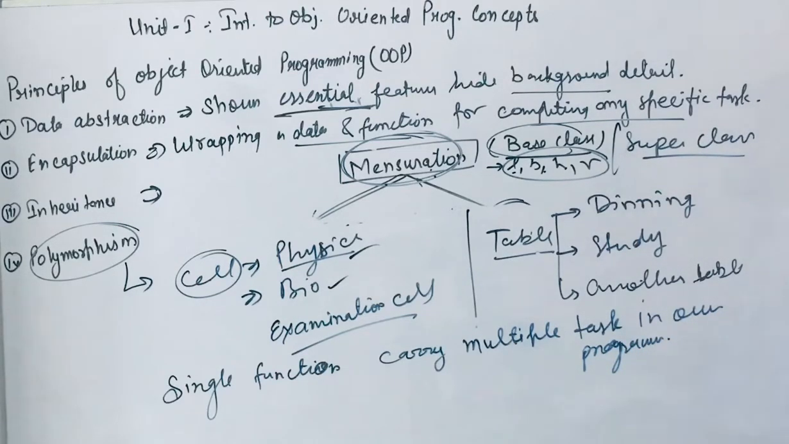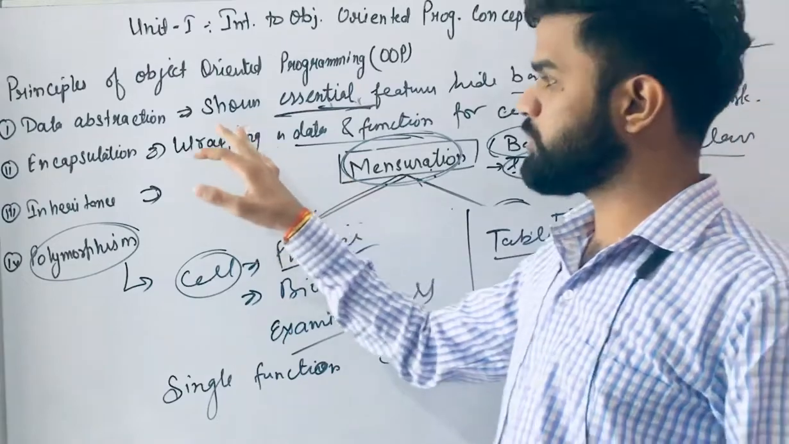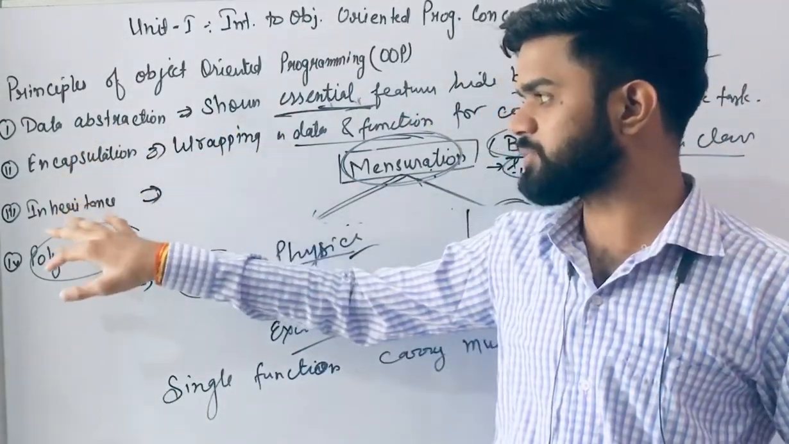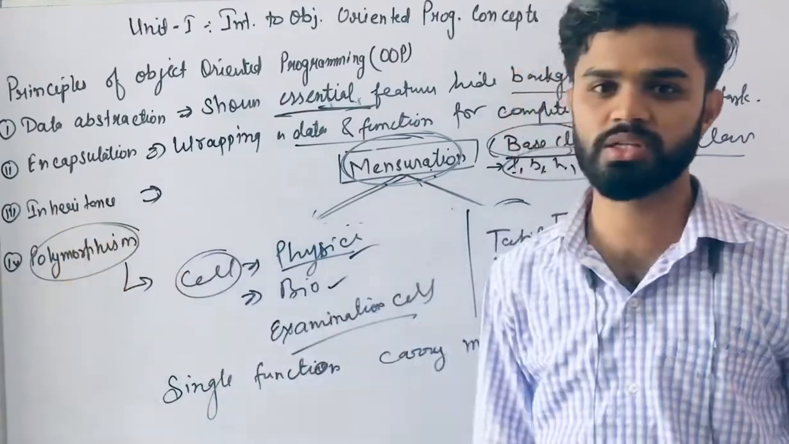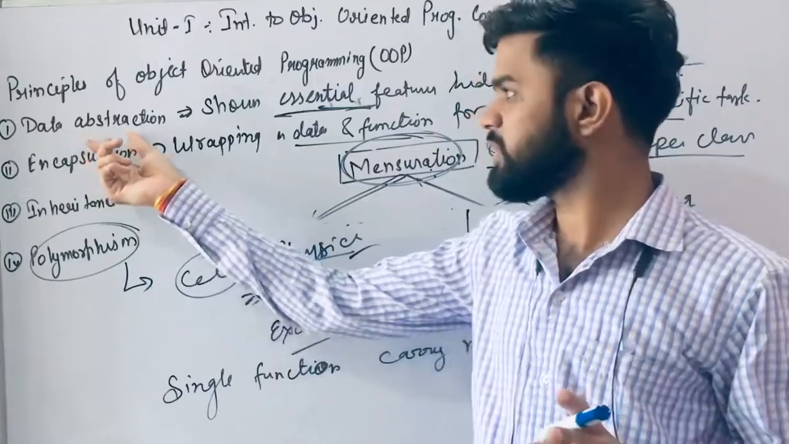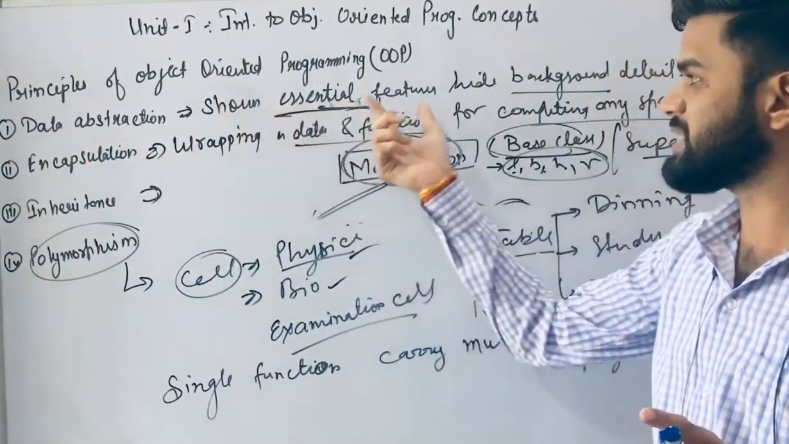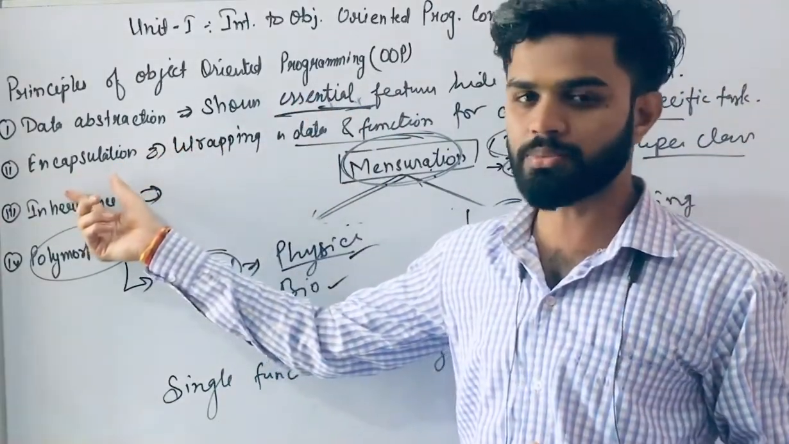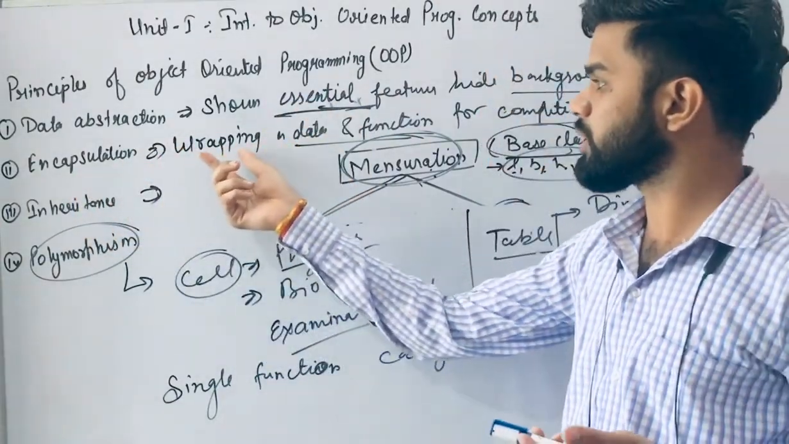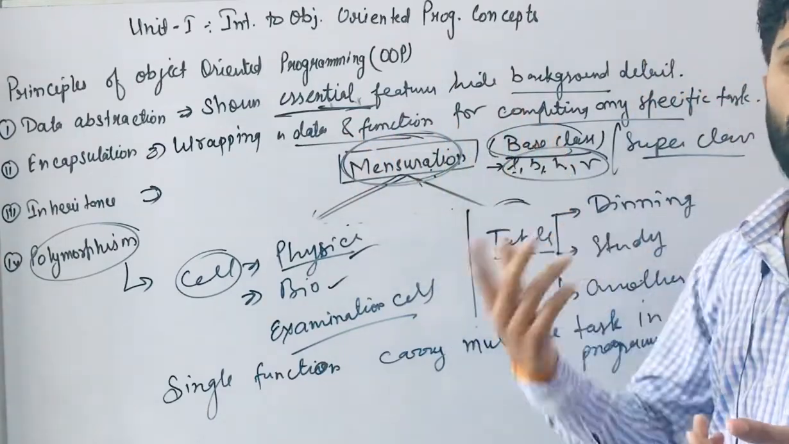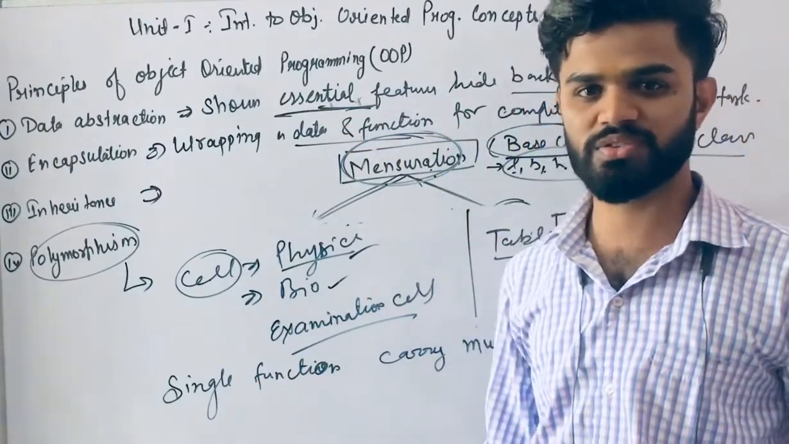Clear? So these are all the four principles of object-oriented programming. The first one is data abstraction, second is encapsulation, third is inheritance, and the fourth is polymorphism. If you try to understand data abstraction, the simple thing to understand is that it shows essential features and hides background details. Encapsulation is used for wrapping data and functions for completing or performing any specific task.